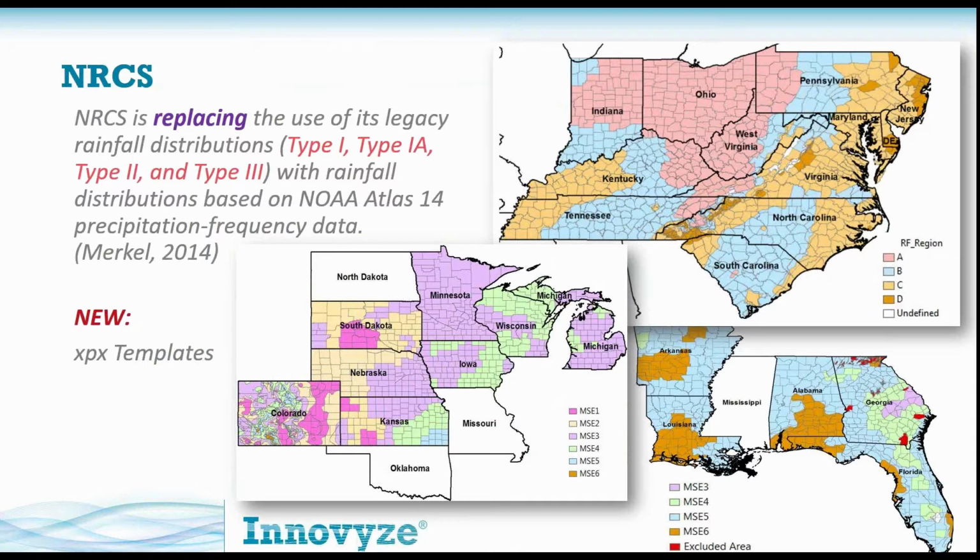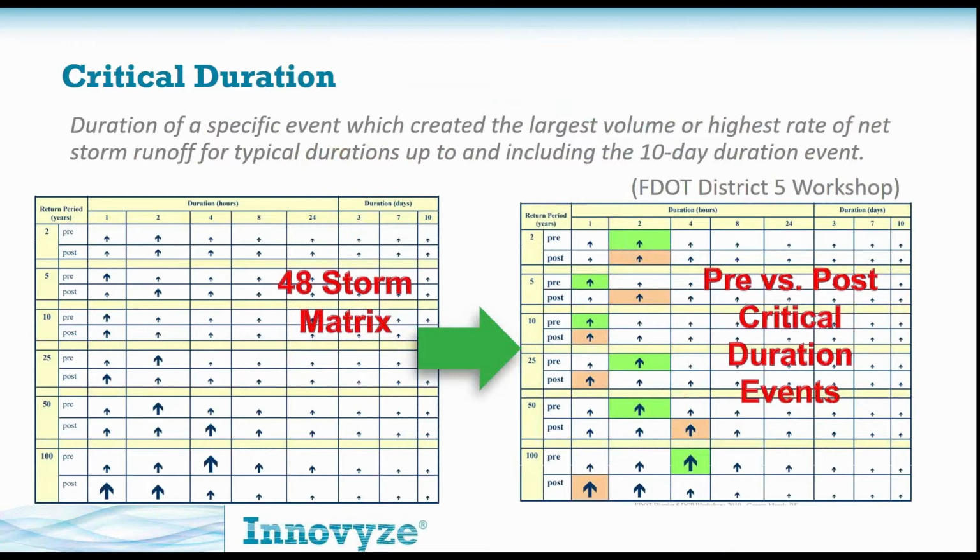So if your regulations require maybe SCS, or if you're using NOAA Atlas 14, I think you want to look at utilizing these different MSE or the different regions. Look at the website there for NRCS, find your region, find your map, find the curve that you need to use. So as I said, we're testing a whole bunch of storms, and you've got to find the critical duration.